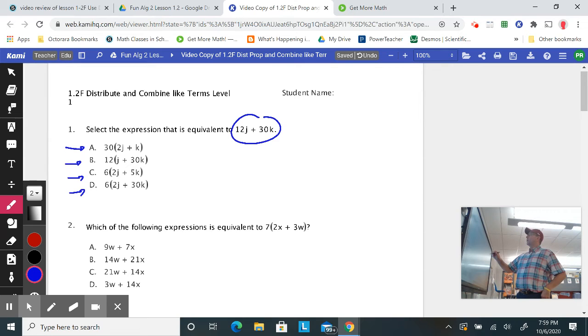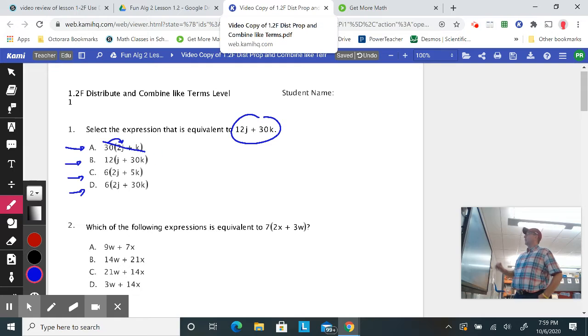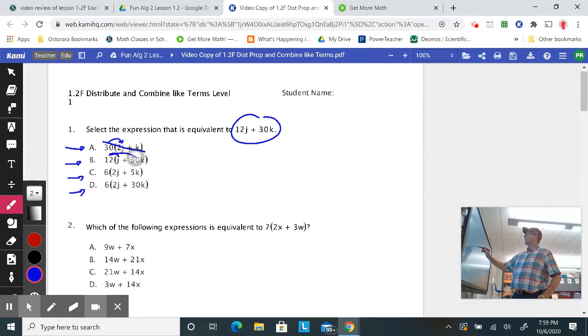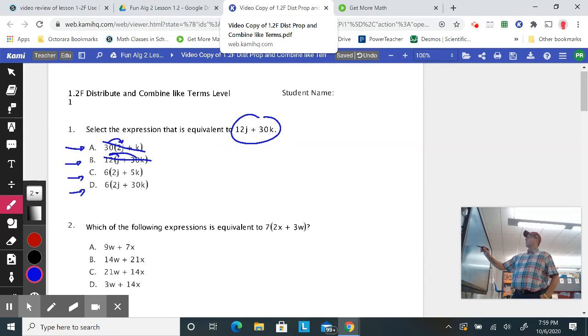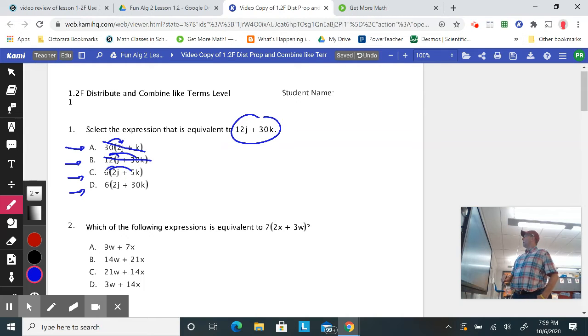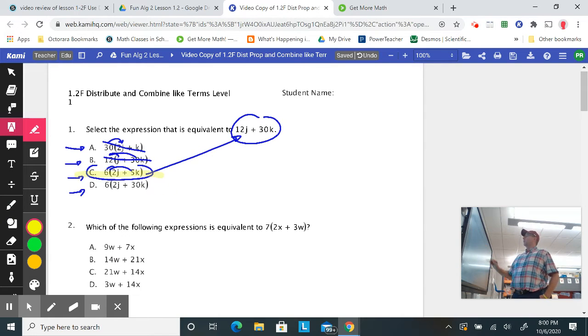So do the distributive property and check. 30 times 2j is 60. That's not going to work. 12 times j works, but 12 times 30 gives you 360k. Nope. 6 times 2 is 12j. 6 times 5k is 30k. That works. That's what you want. So it's going to be, in this example, letter C.